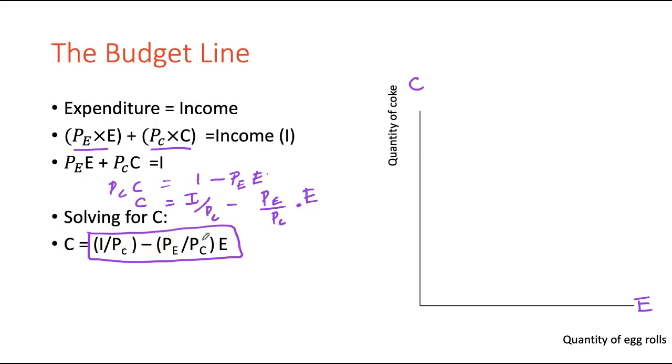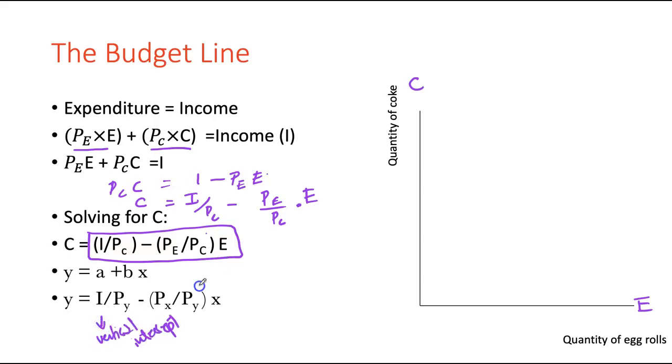And price of egg roll divided by price of coke, or you can say price of the good on the x-axis divided by the price of the good on the y-axis, is giving you the slope of the budget line. So we have our vertical intercept and we have our slope. So this is our vertical intercept and that's our slope. In our case, that's price of egg rolls divided by price of coke.